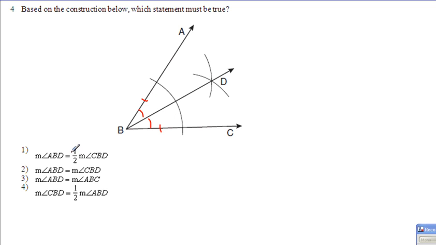So therefore, that's not it. Is angle ABD, the same angle, equal to angle CBD? Yes, it is, because that is the angle bisector construction. And is angle ABD, the same angle, equal to angle ABC? No, that's not equal to each other. And the last one will also not be equal to each other.